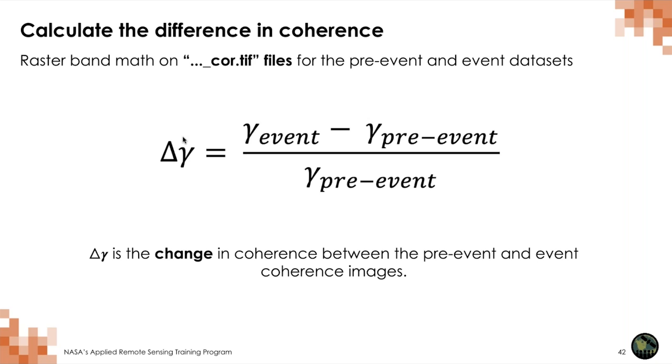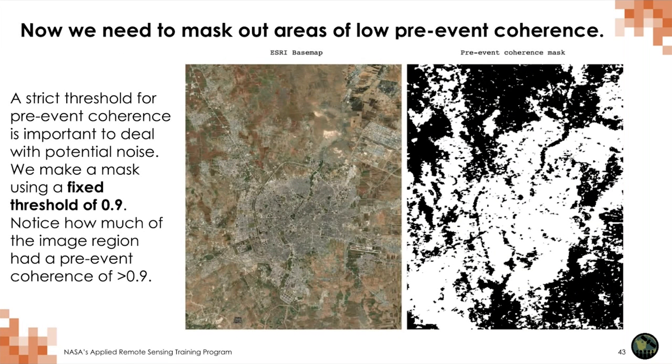And then we have to deal with different types of masking that will help us to receive signals only in regions that were stable and destabilized ostensibly during this conflict period. The first step in doing that is to make a mask out of areas of low pre-event coherence. So these are regions that did not have a high coherence value in our pre-event coherence image. And we can make a mask for those regions by using a fixed threshold on the pre-event coherence image.